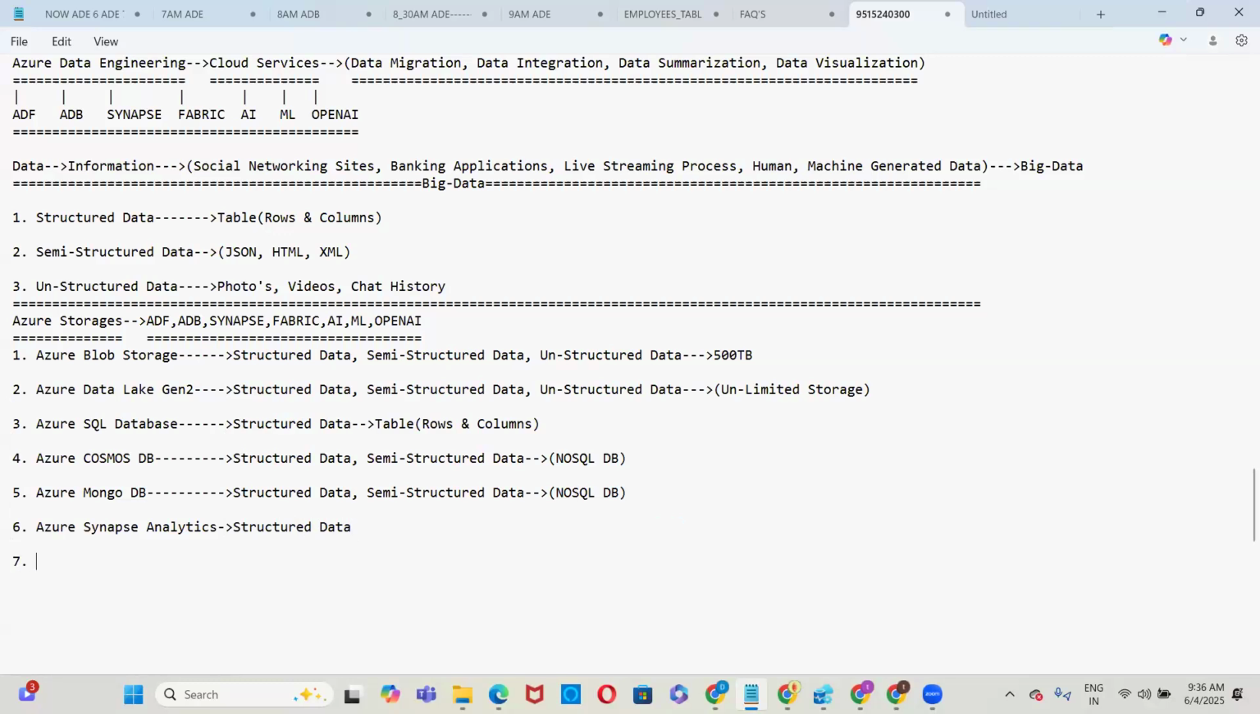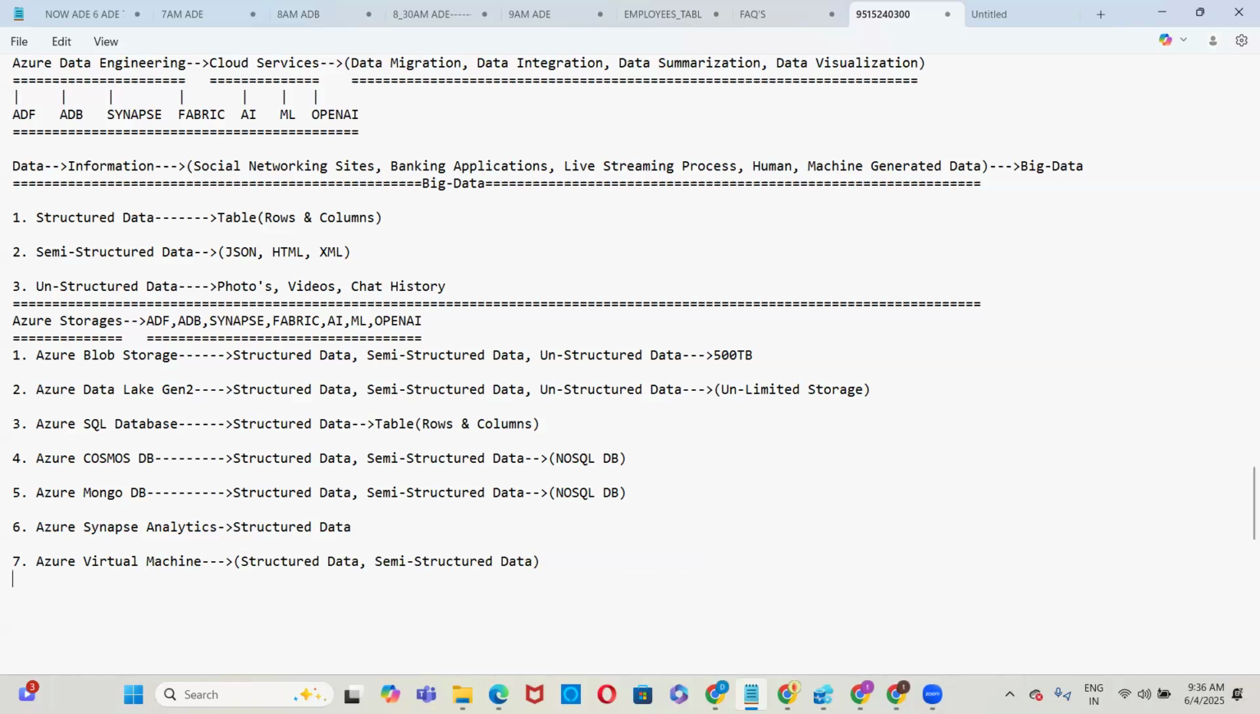And then we have Azure Virtual Machines. The Azure Virtual Machine can store data in the following formats: structured and semi-structured. Unstructured is not supported here. Structured and semi-structured we can store in the Azure Virtual Machine.